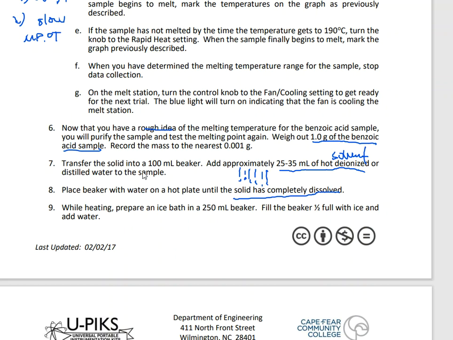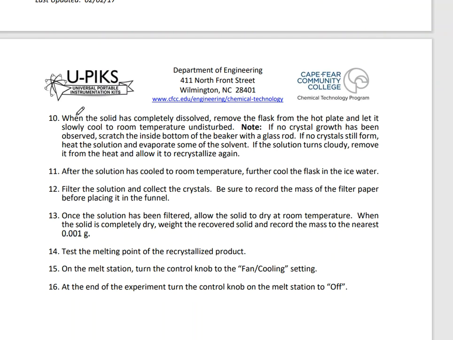Number 9, while heating, prepare an ice bath. Fill the beaker half full with ice, and then add some water to it. We're going to have to shock it. We're going to have to cool it at some point in time. So while you're heating this up, you might as well go get the ice. You might as well put some water in it and let it get really, really cold. Number 10, when the solid has completely dissolved, remove the flask from the hot plate and let it slowly cool.